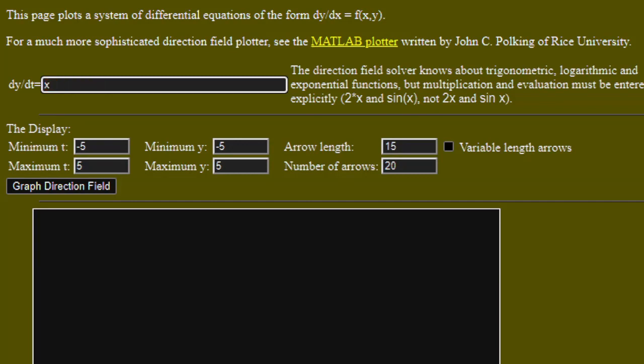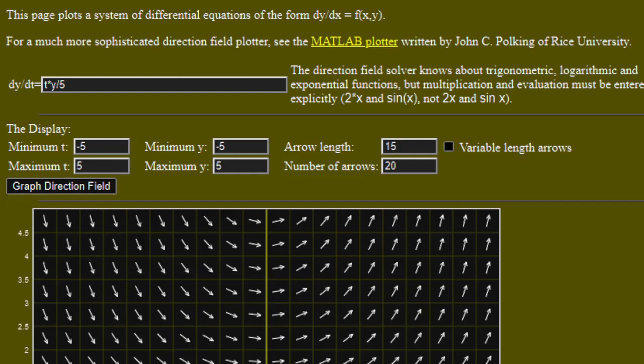But we had our independent variable, which was t, times our dependent variable, which is y, divided by 5 was the one we were looking at. And we can set our display window up. Almost always the defaults are good enough. And then go ahead and click the graph direction field button right here. If I scroll down a little bit, I can get this graph, or at least most of this graph, on the display. I know a little bit of it's cut off at the top and bottom, but you get the basic idea. And you see some shapes that look very similar to what we had.